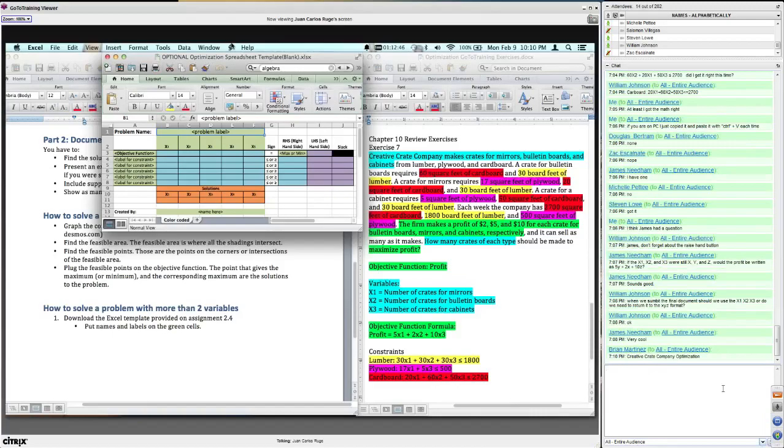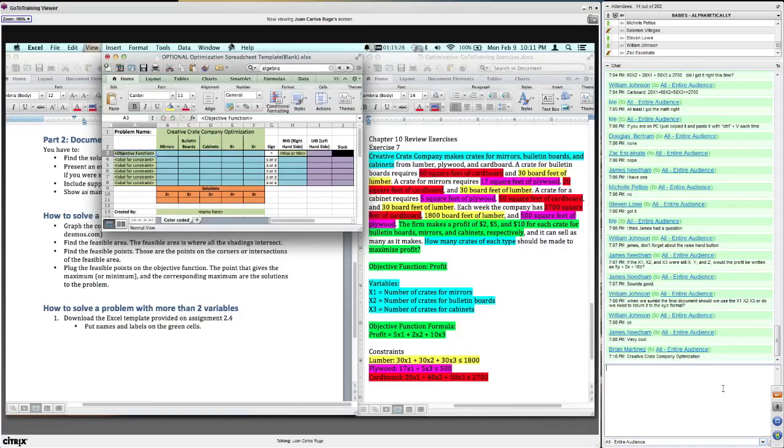Awesome, Brian. Creative Crate Company Optimization. Well, if you said only crates or crate optimization would be okay, but this is awesome. Okay, we can give names to the variables. What is X1? X1 is crates for mirrors. So I'm going to say mirrors. Only one word. That's enough. And for number 2, bulletin boards. And for X3, we have cabinets. Okay.